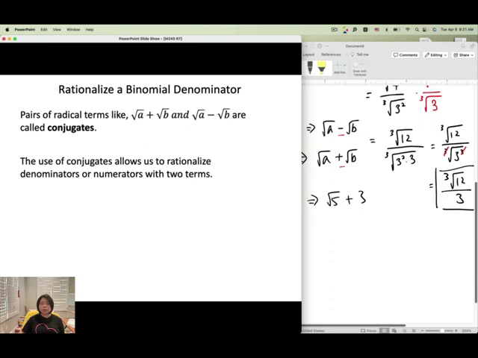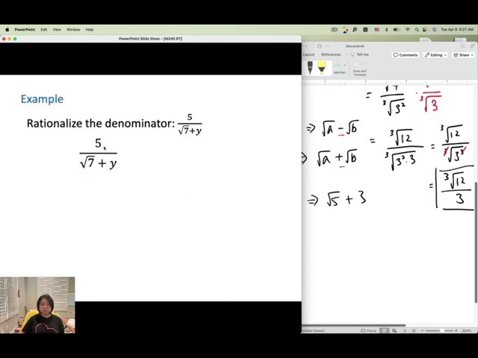The use of the conjugate allows us to rationalize a denominator or numerator with 2 terms. Okay, binomial means 2 terms. For example, I want to rationalize the denominator. So I see there's a radical on the denominator here, but this is 2 terms. So what we're going to do, we're going to multiply by the conjugate. What is the conjugate of this? That would be √7 − y, right? So I'm going to multiply it. Same idea, every time you multiply something on the denominator, you're going to do the same thing on the numerator. Okay?